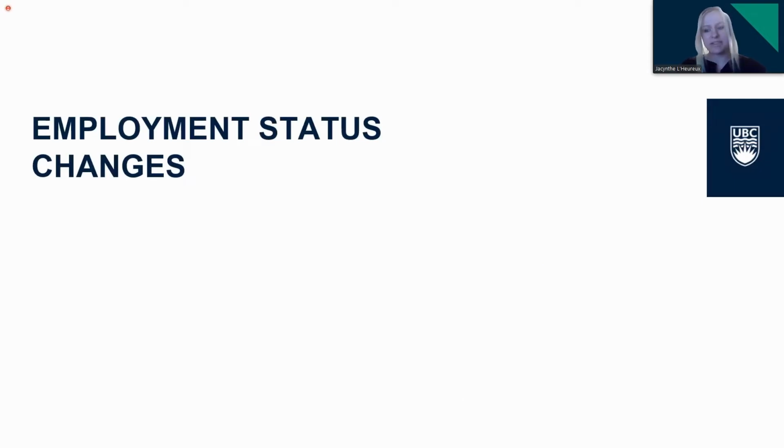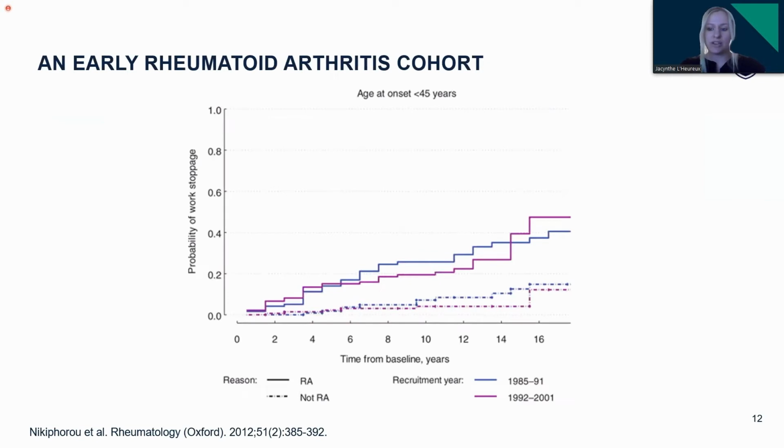Lastly, for employment status changes, among an early rheumatoid arthritis cohort, you can see that about 20% of patients stopped working due to the disease within 10 years after they had symptoms.